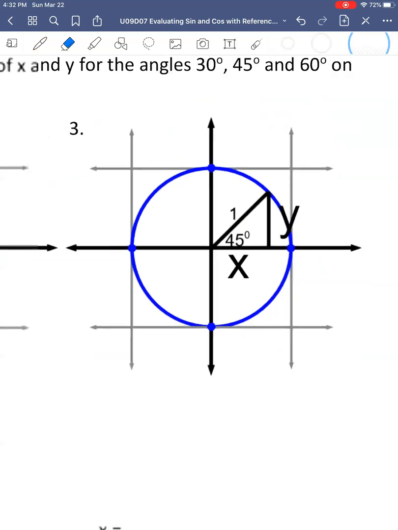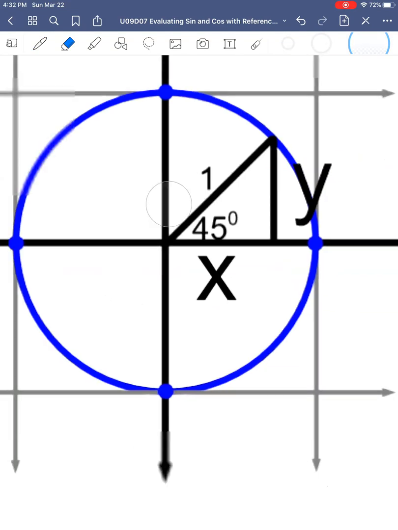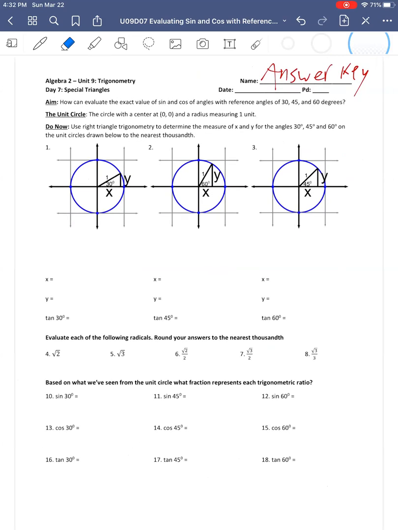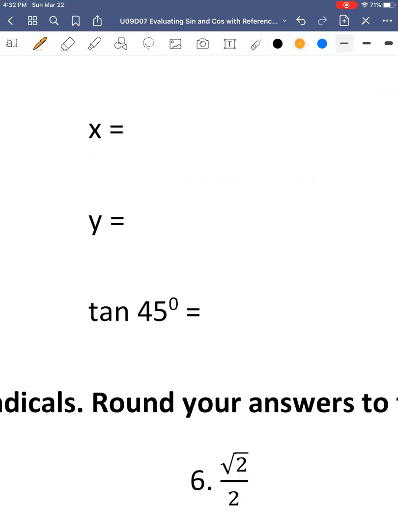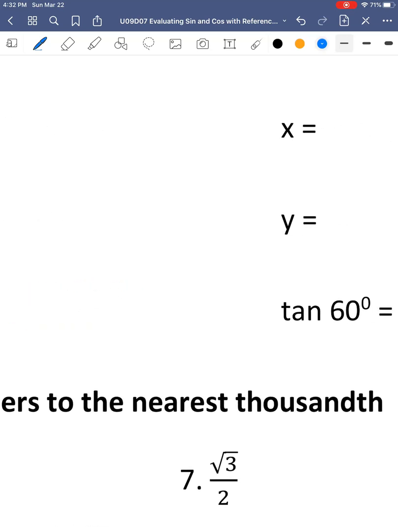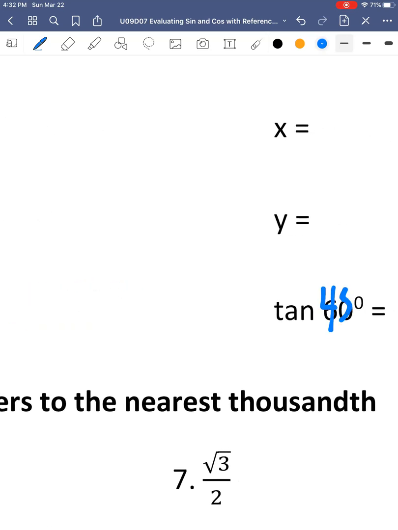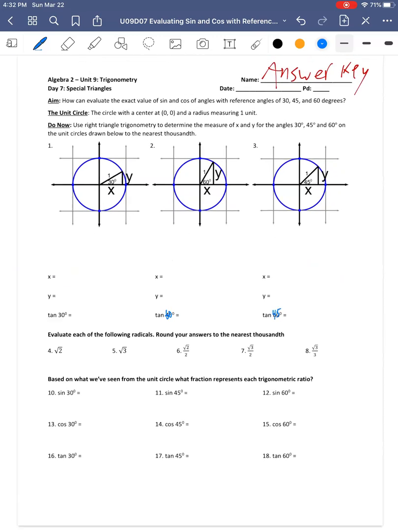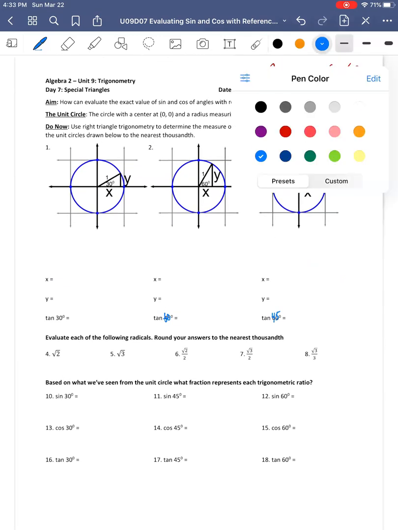So let's take a look at our do now assignment. If you were to do this in class, your do now assignment would be to find the measure of x and y using right triangle trig for the 30, 60, or 45 degree angle for your central angle of theta. There's a little typo here. This is supposed to say 60, and this one over here is supposed to say 45. I mixed them up. They don't match up with the triangles they are with, so please correct those.